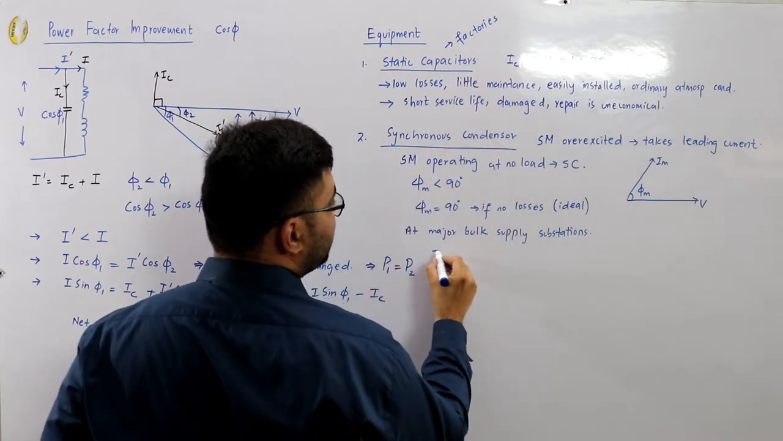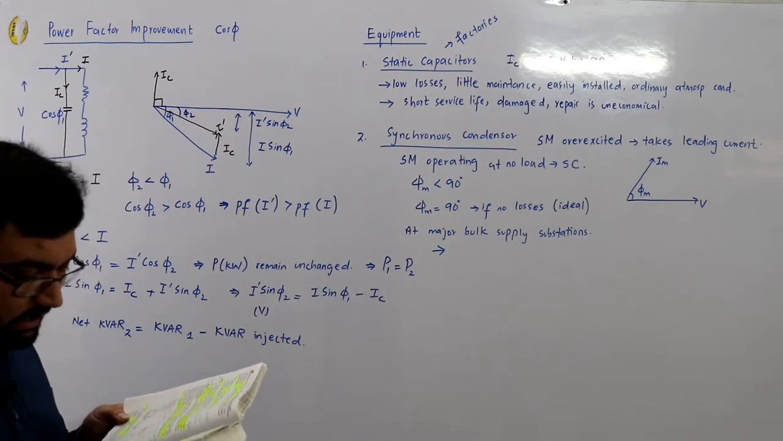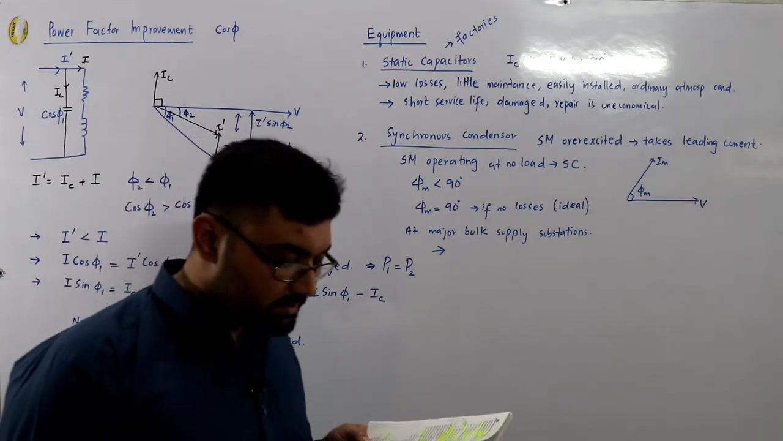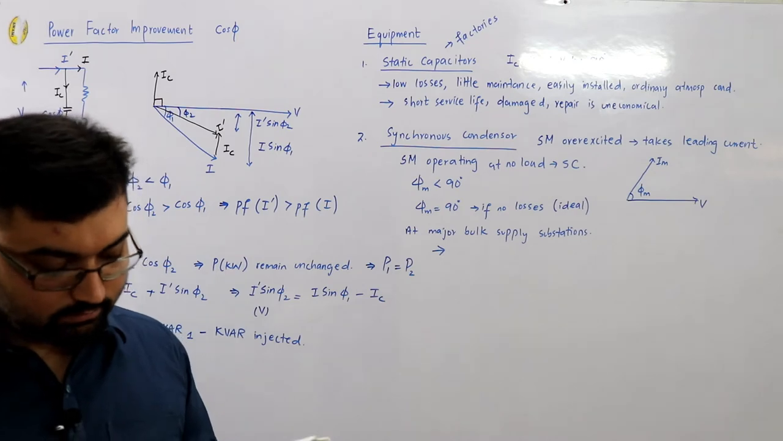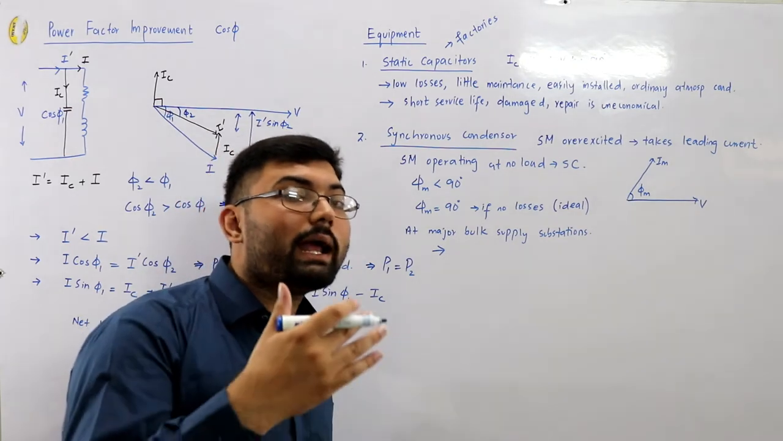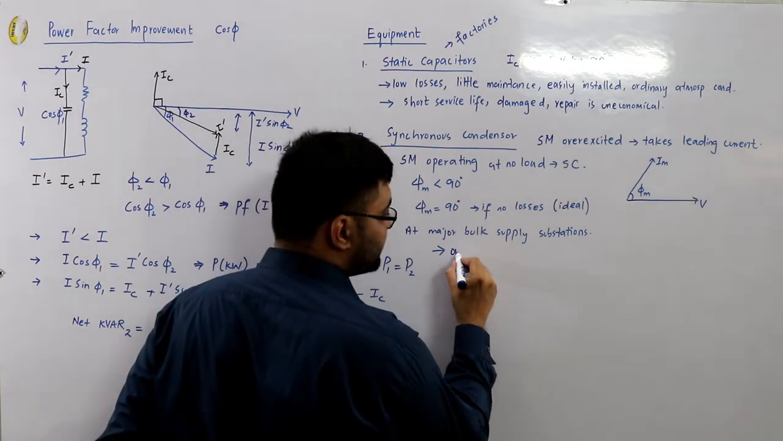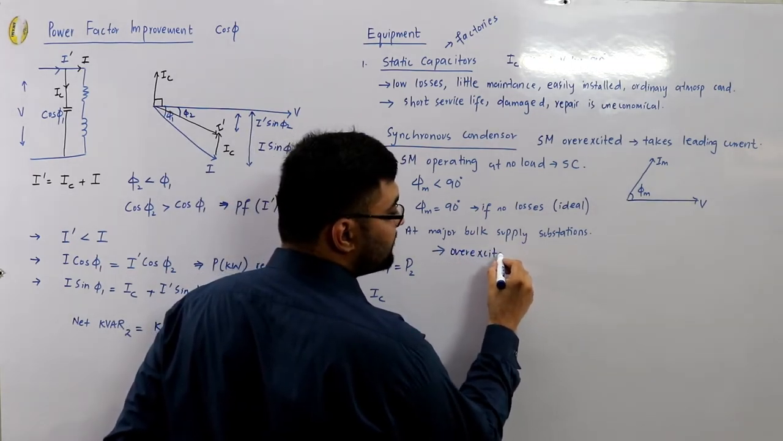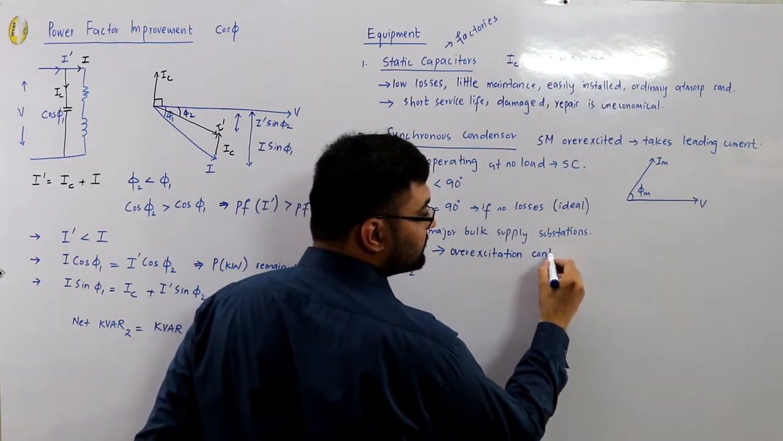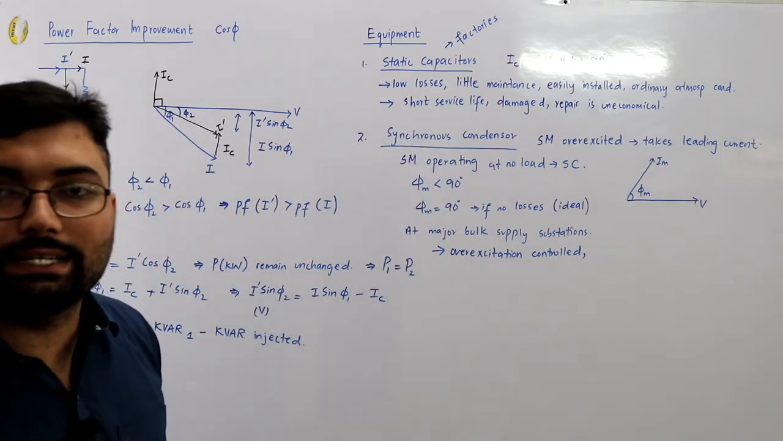Now again, these have also got their advantages and their disadvantages. Now the advantages first. By varying the field excitation, the magnitude of the current drawn by the motor can be changed. This helps in achieving stepless control of power factor. The over excitation can be controlled. And how is that controlled? By varying the field excitation through the field windings.